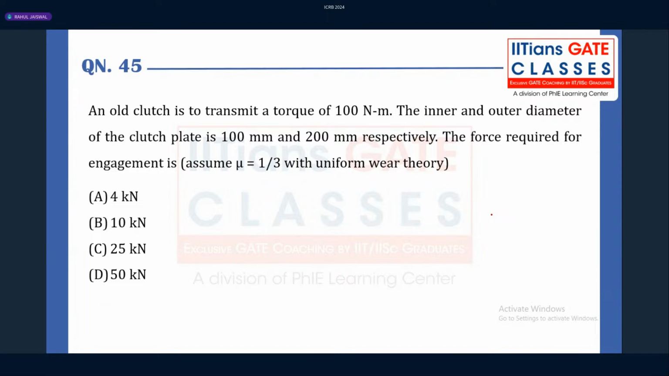Now, if you see the next question, what they are asking, guys, is about the old clutch. We have basically two types of clutch, old clutch and new clutch. The old clutch is designed by the uniform wear theory, and the new clutch is designed by the uniform pressure theory. The inner and outer radius is, for example, 100 mm.